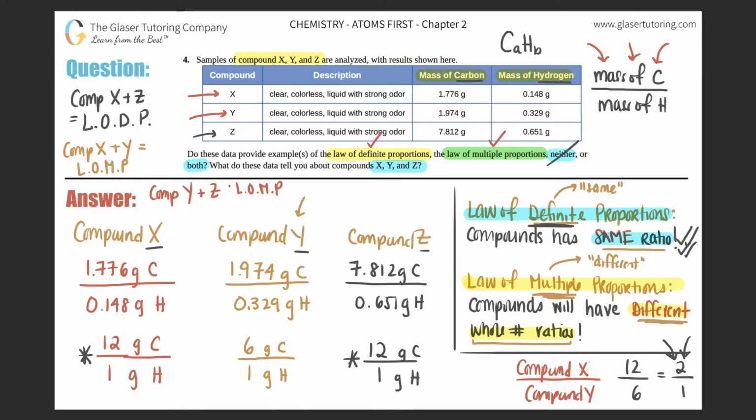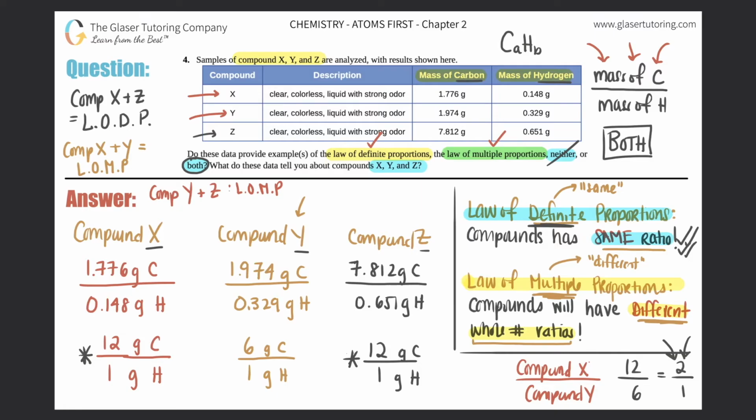So it's definitely not neither, and it's definitely not both. So, oh, actually it is both, right? Because we have law of definite proportions and we have multiple proportions. So the answer here shows both. So that's the answer for that part.